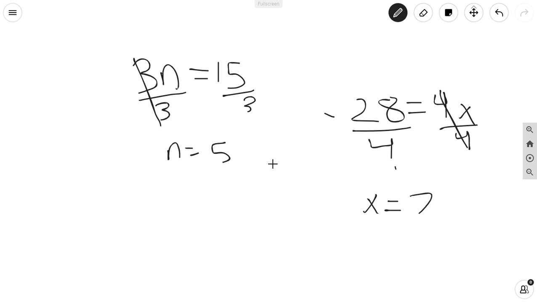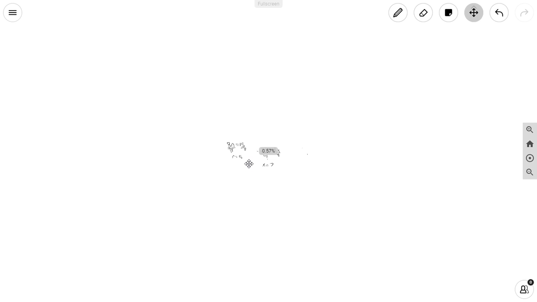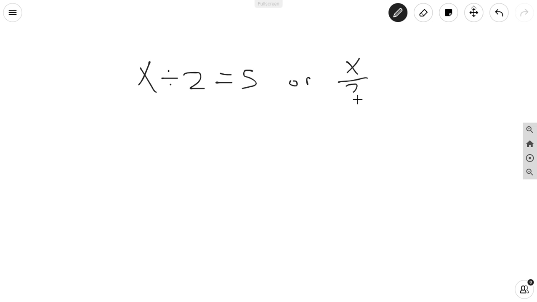Alright, so now we're going to go into basic division with algebraic equations. So let's look at one. For division, it'll either be written like this: x divided by 2 equals 5, with the actual division symbol, or it may be written as a fraction, x over 2 equals 5. So these are the same thing. Your division problem could either be written like this or this.